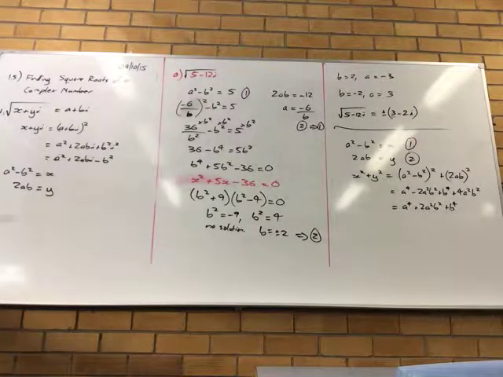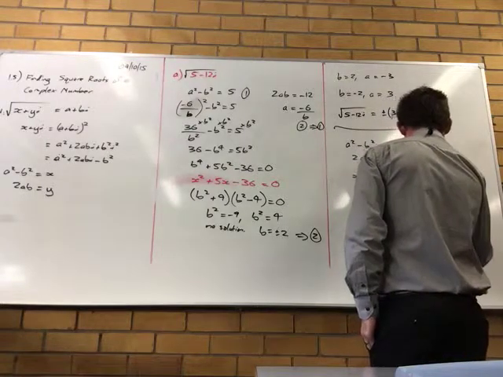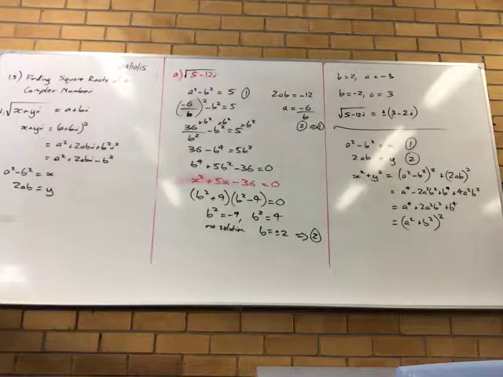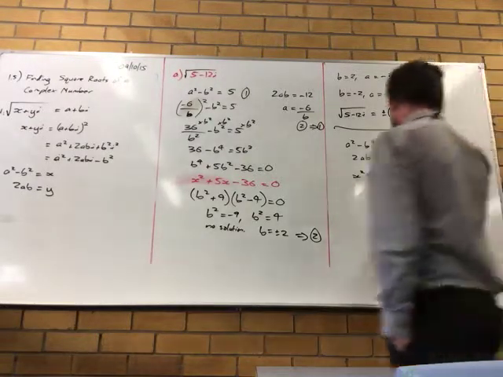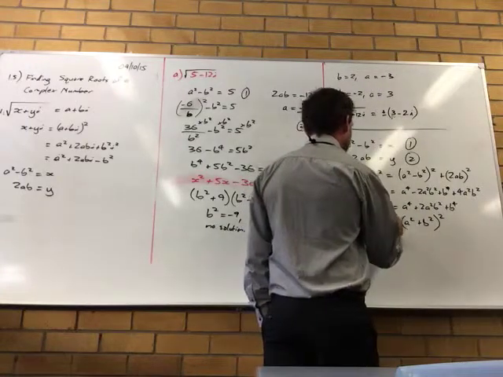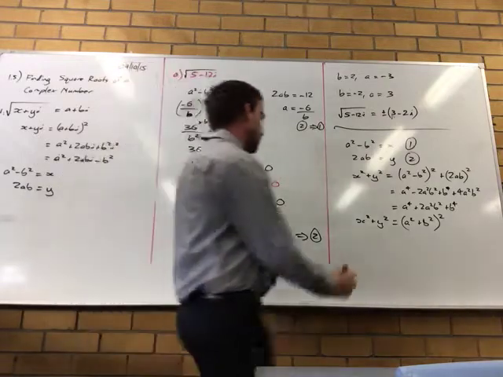How can I simplify that further? Factor it, as a squared plus b squared, squared. So this is your x squared plus y squared equals that. Then take the square root of both sides.